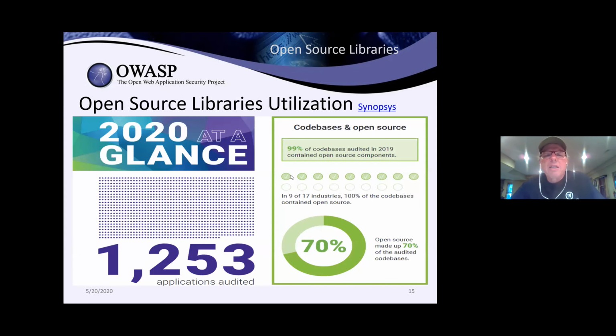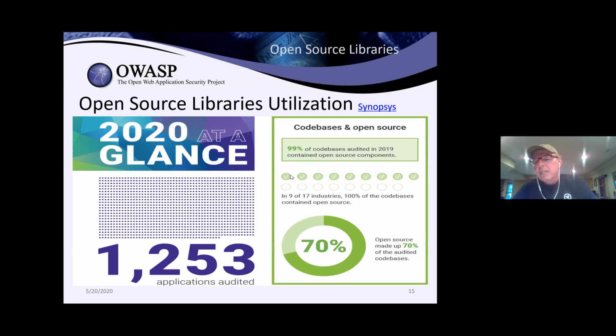I pulled this out of the Synopsys report. I was working with the 2019 one and then found the 2020, and they had audited over 1,200 applications. They found that 99% of the code bases audited in 2019 contained open source components. That's probably not a super big surprise if you've been developing. In 9 of 17 industries, 100% of those code bases contained open source.